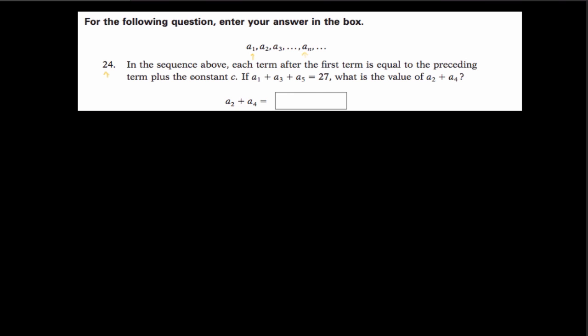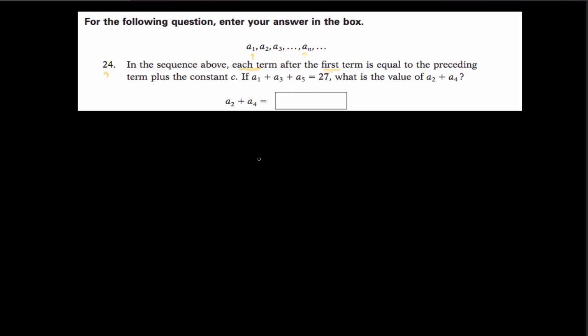It says, in the sequence above, each term after the first term is equal to the preceding term plus the constant c. Now if A1 plus A3 plus A5 equals 27, what is the value of A2 plus A4? That is, you want to find the value of A2 plus A4.